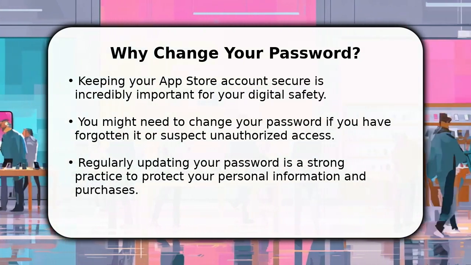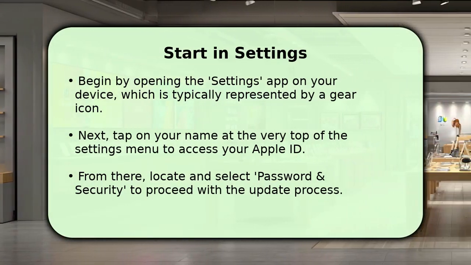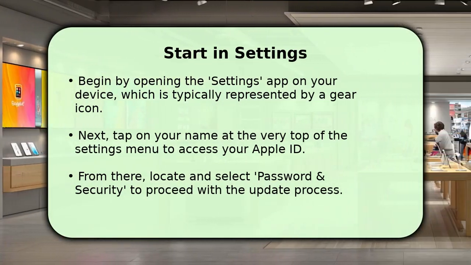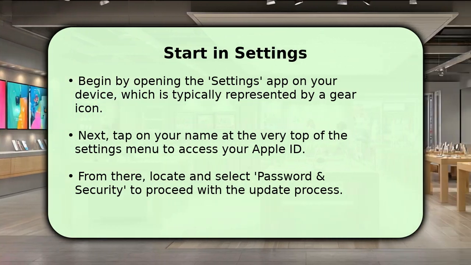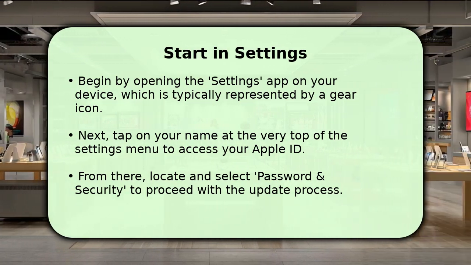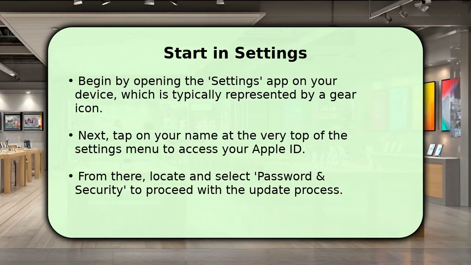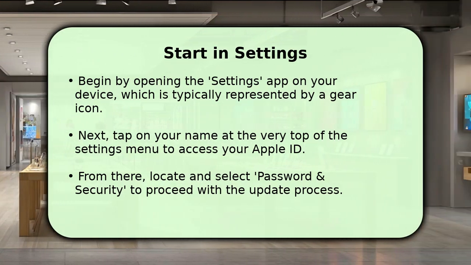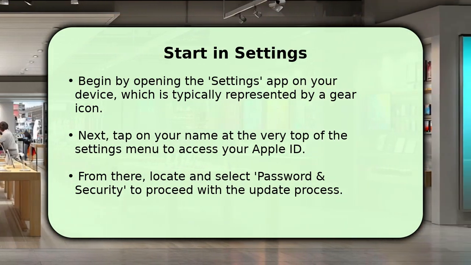you peace of mind. To begin, simply open the Settings app on your iPhone or iPad. Once inside, you will see your name displayed prominently at the top of the screen. Tap on that to access your Apple ID details. Within your Apple ID options, find the section labeled Password and Security. This is where you can manage various aspects of your account protection, including the password itself, securely.